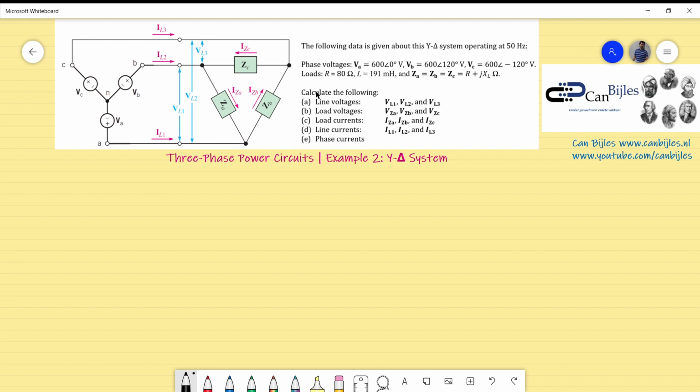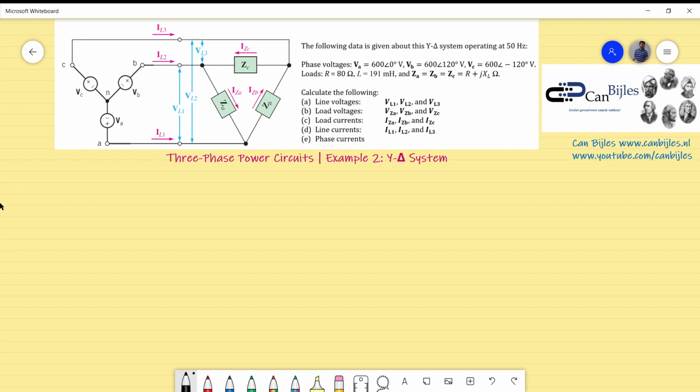We would like to calculate the following: the line voltages, VL1, VL2, VL3, and we would like to determine the load voltages, so the volts across each load. And we would like to determine the load currents, so what's the current flowing through each load, and we would like to know the line currents, IL1, IL2, and IL3. And of course the phase currents finally, which is actually the current supplied by each phase voltage.